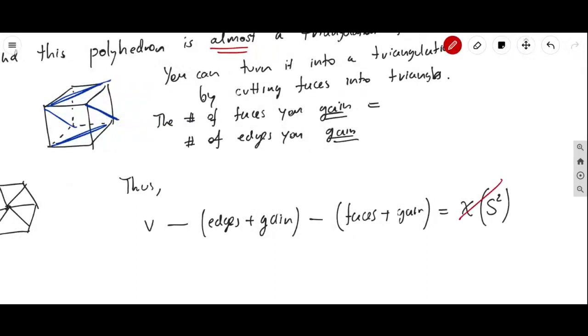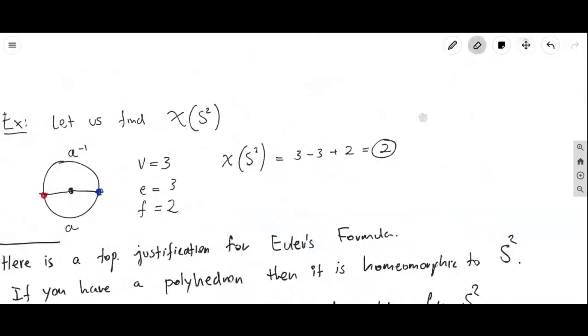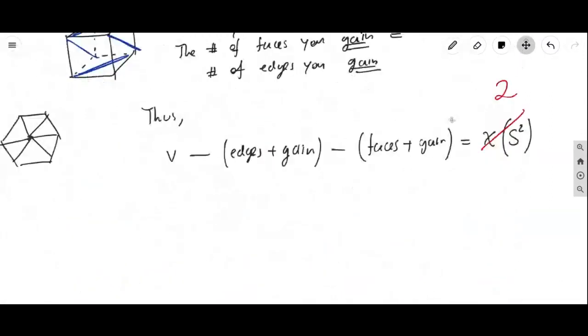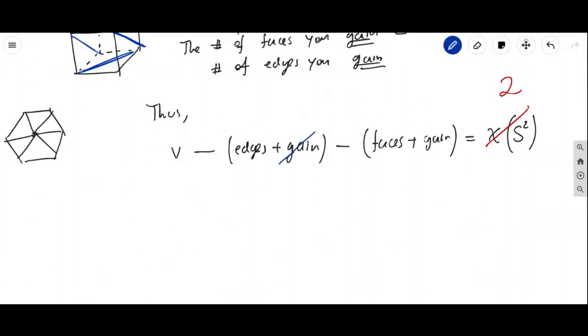But the Euler characteristic of the sphere is equal to 2. That's what we calculated before. So that's equal to 2. And these, of course, cancel because it's the same number. And look at what you're left with. V minus E plus F is equal to 2. So that is the very, very nice derivation.